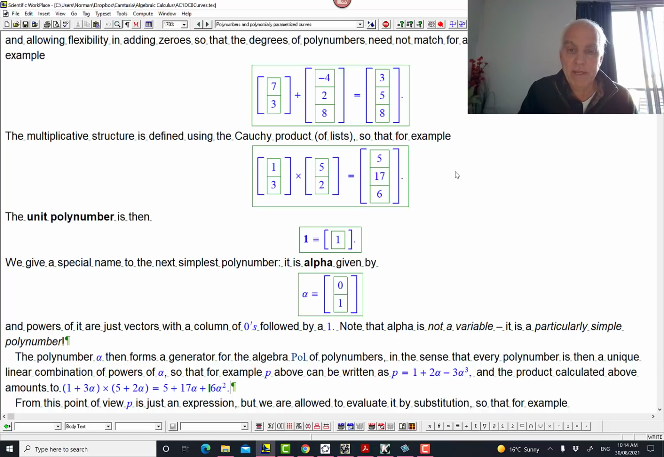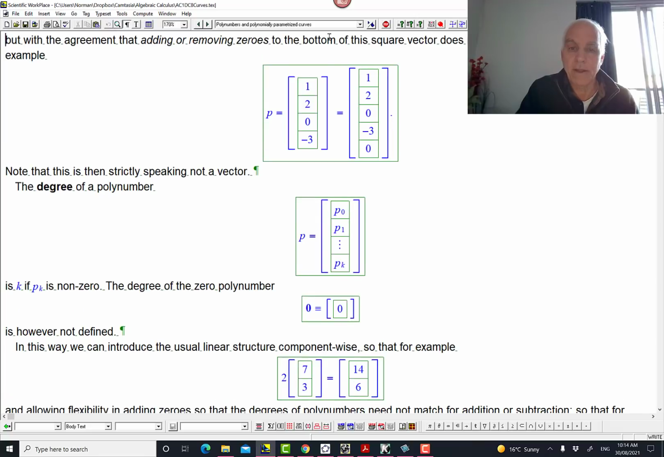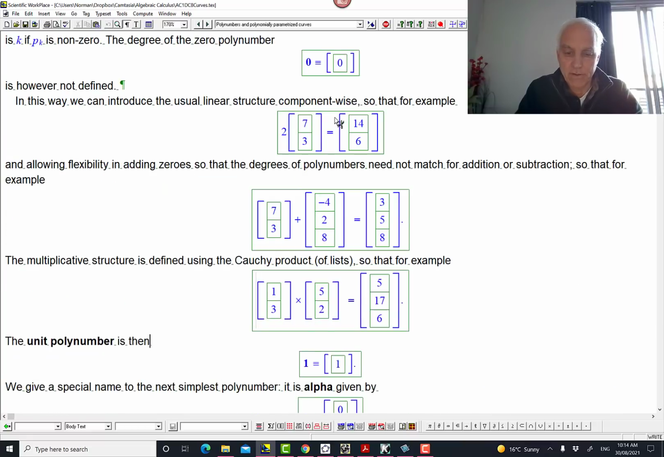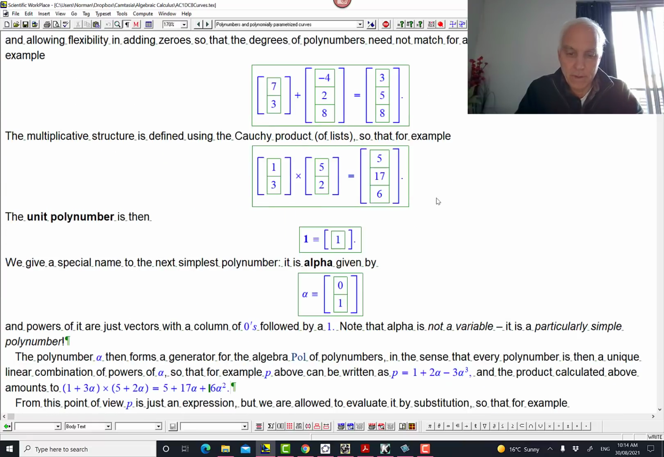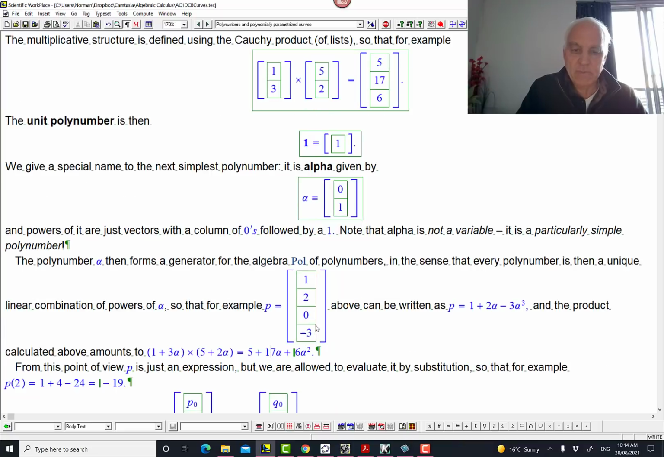So for example, this P that we talked about earlier, there it is again. If we look at this P, this polynumber P, which is 1, 2, 0, minus 3, can be written as 1 plus 2 alpha plus 0 alpha squared, so we don't include that, minus 3 alpha cubed.